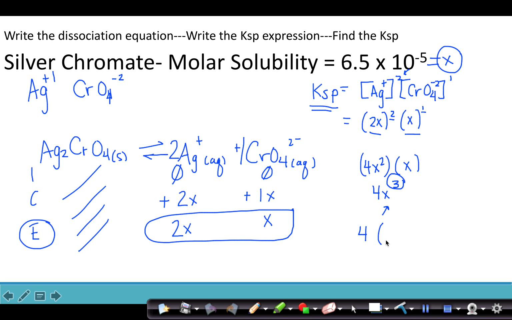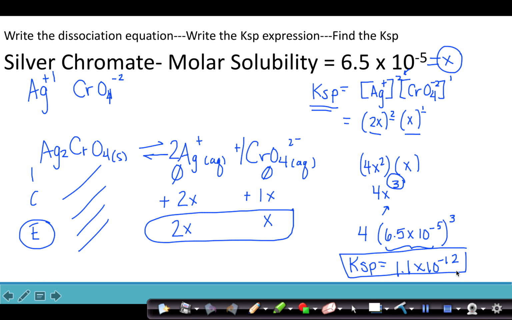So it's 4 times 6.5 times 10 to the minus 5 cubed. So cube this, then multiply by 4, and you're going to come out with your Ksp. And your Ksp comes out to 1.1 times 10 to the minus 12.